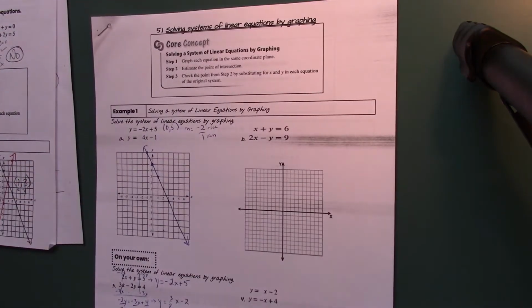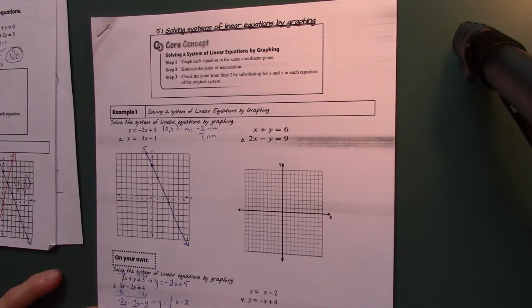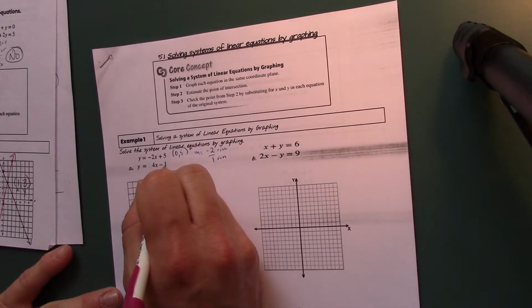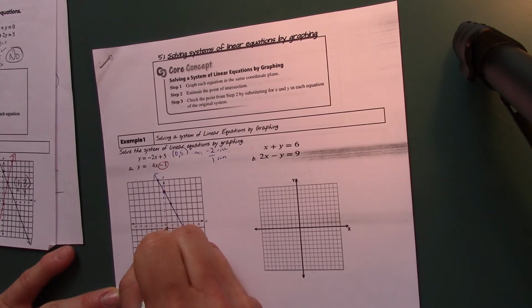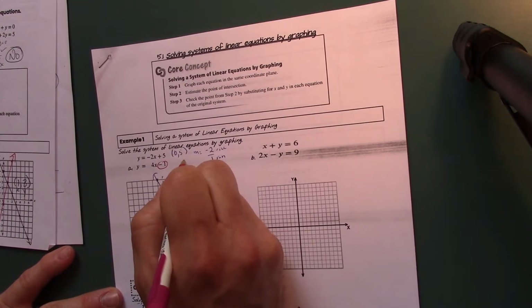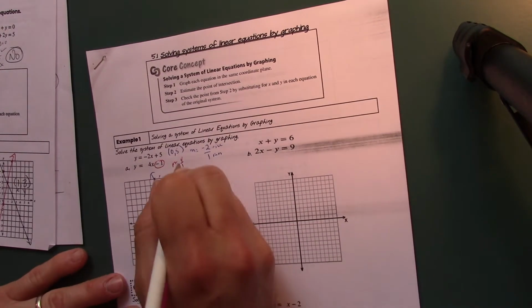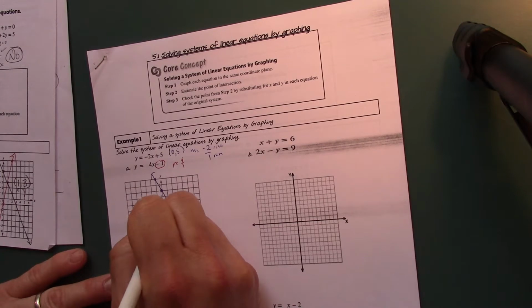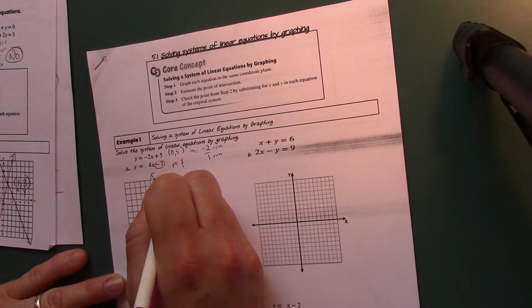And then I'm going to grab another color pen here. Hopefully I'm grabbing one that works. Okay, and I'm going to graph the other equation, which you can see starts at -1 right here. Then I use my slope of 4. M equals 4 over 1, which means, again, up 1, 2, 3, 4, right 1, and there it is.